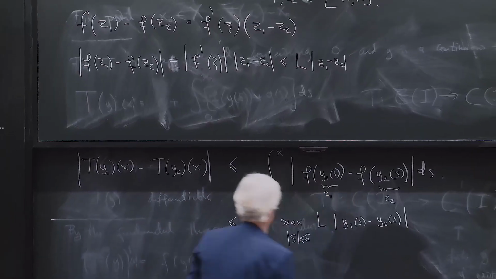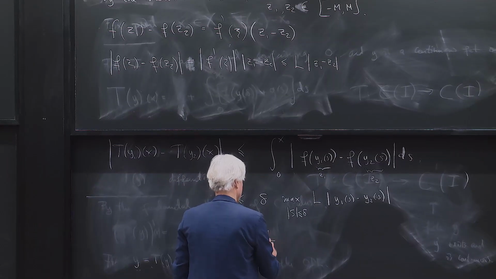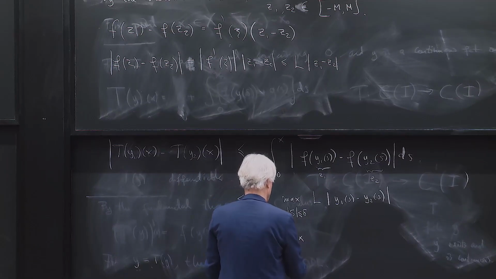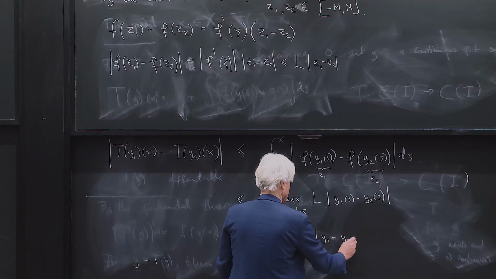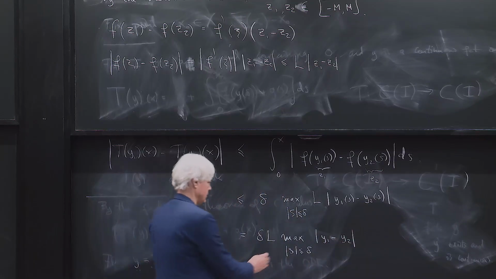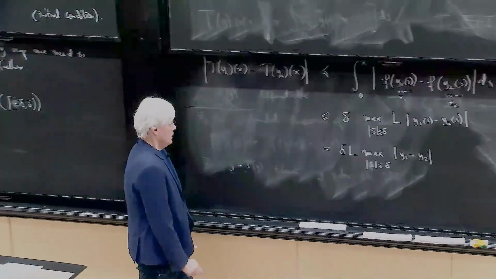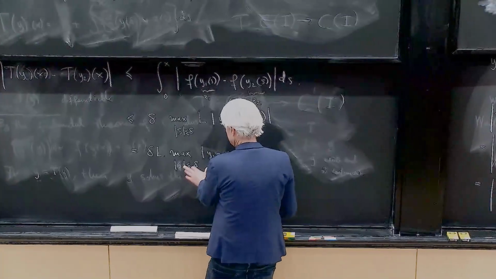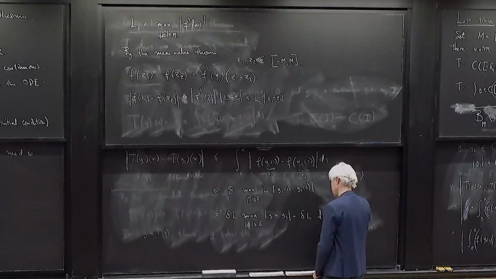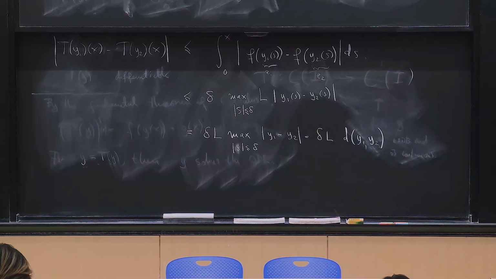Right? And so now you see that this is just a constant. So this is equal to delta L, and then this maximum over s less or equal to delta, y1 minus y2, like this. This is evaluated in s, but I don't write that. And this maximum here is just the distance between this function and that function. That's how we define this distance, right?